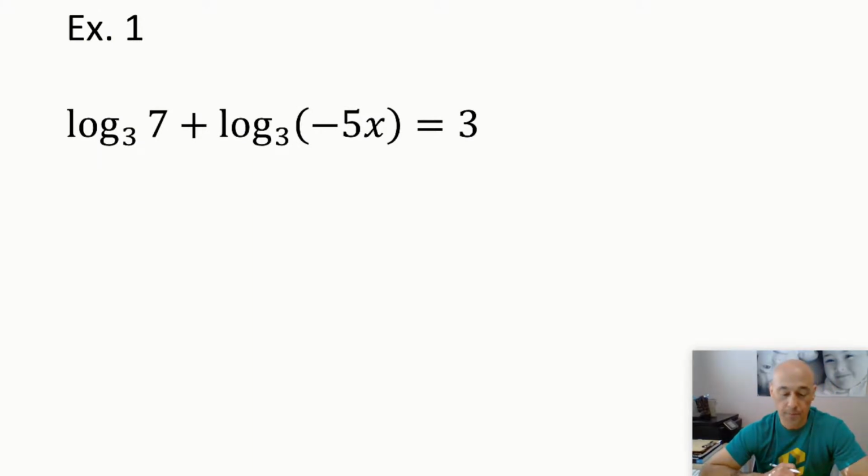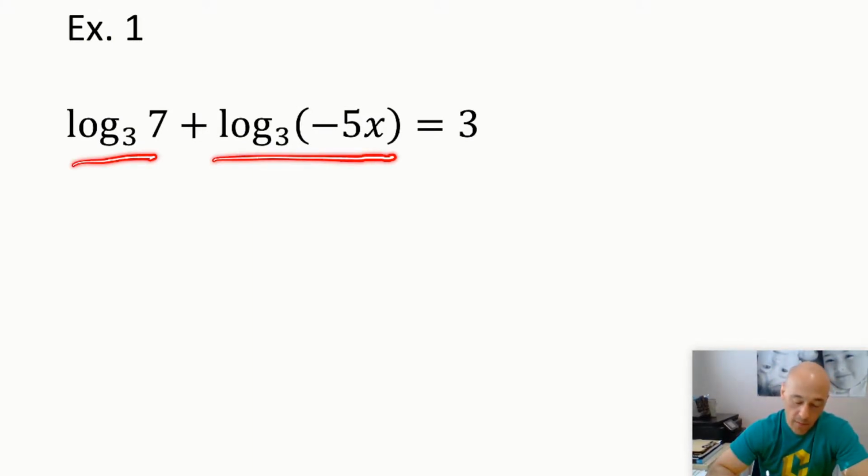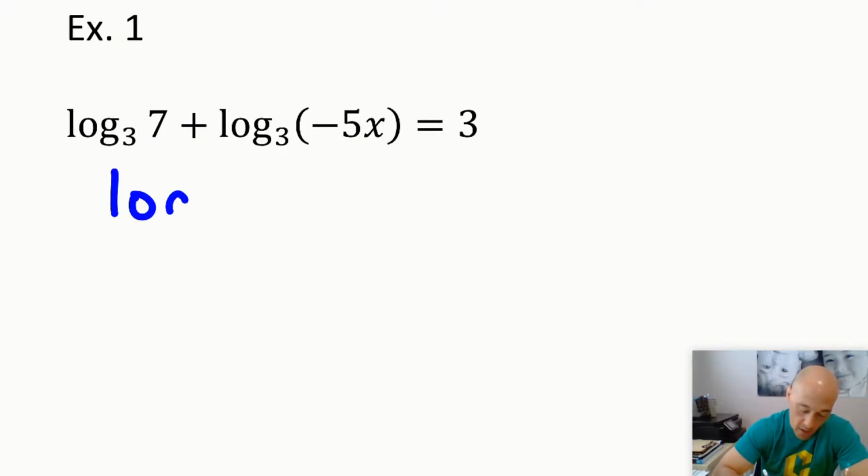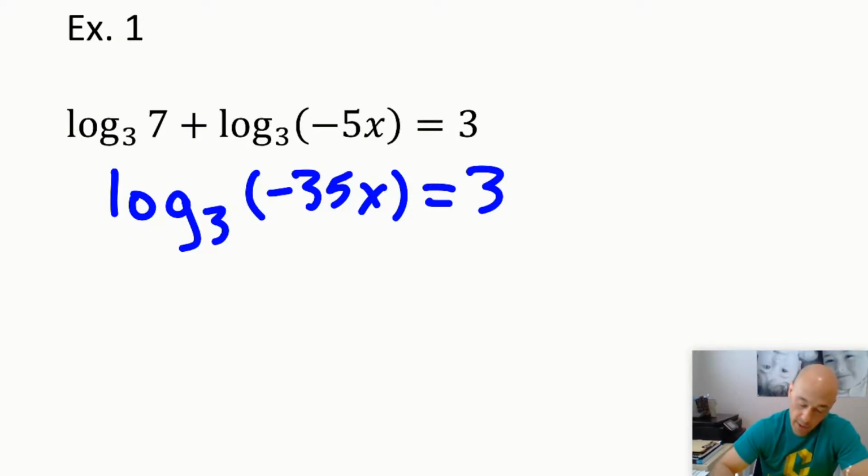Assuming you've done that, we have two logarithms here. They have the same base. We're adding them together. That means that we can combine those into a single logarithm with the same base and then multiply the two arguments. So that will be negative 35x. And it still equals 3.